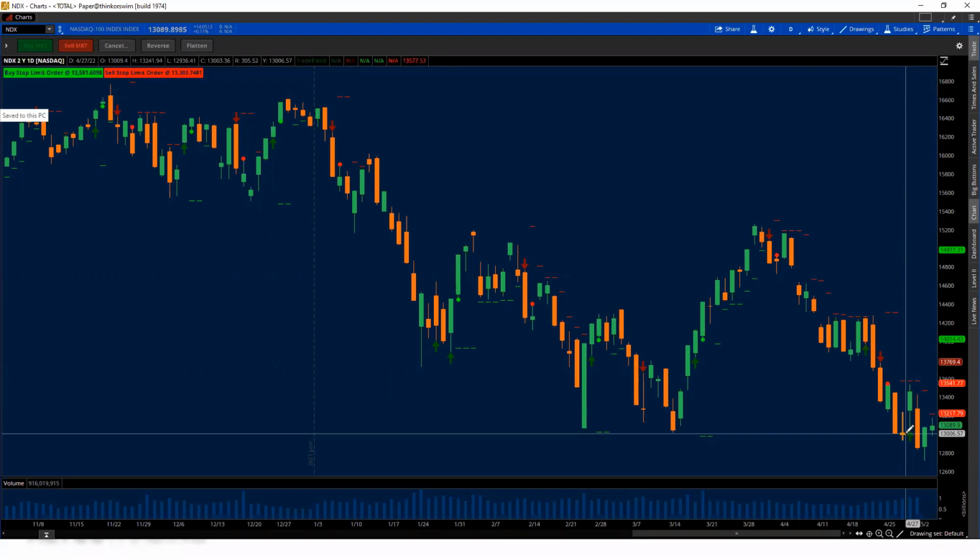And conversely, for a short setup, if we're at a resistance area, we can do the same thing. If we're wrong and the market continues to move up, then we can go ahead and scale in at higher levels of resistance. So that offers us a statistical edge as far as entry, assuming we're sticking to our plan.